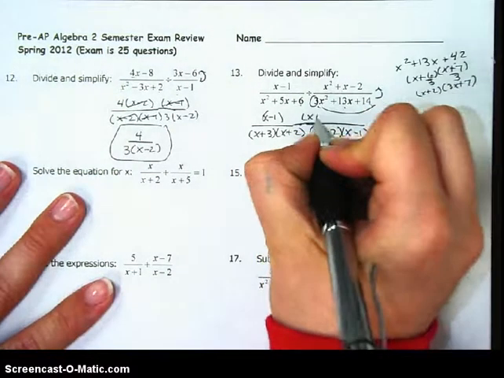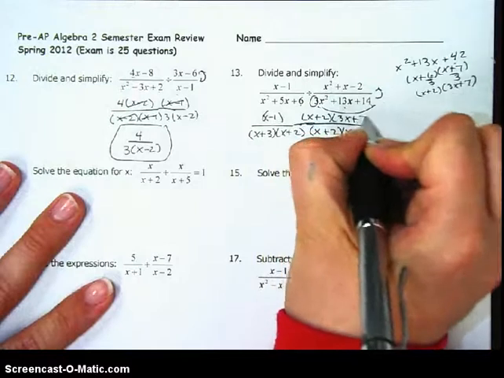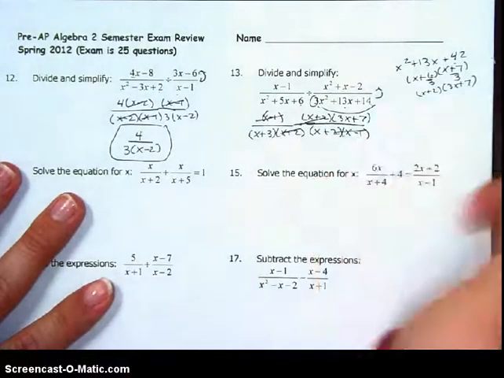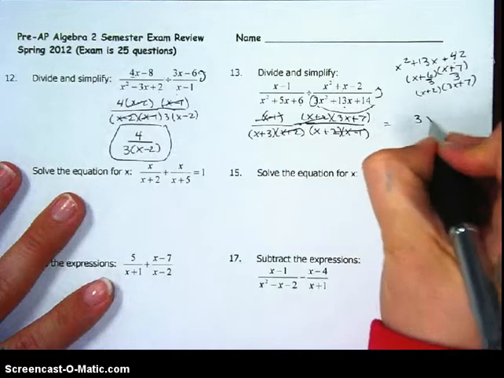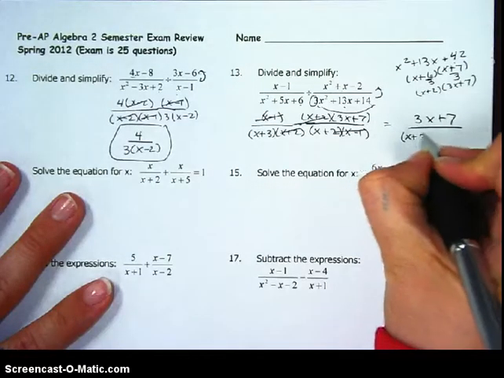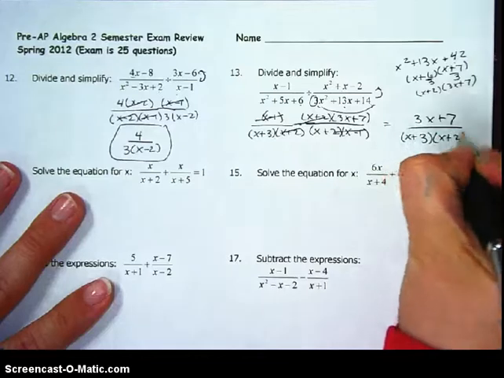So we've got x plus 2, 3x plus 7. When we do that, x plus 2's cancel, x minus 1's cancel. So we have 3x plus 7 left on top, and on the bottom we have x plus 3 and x plus 2.